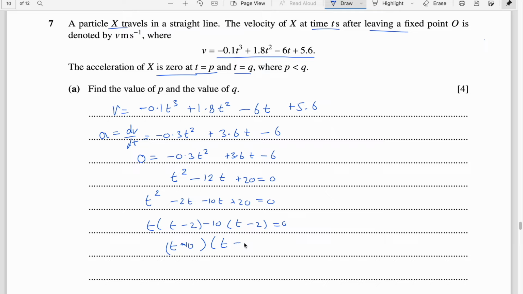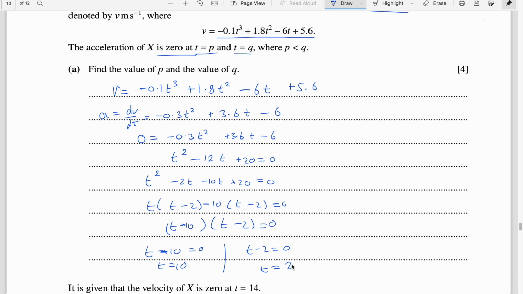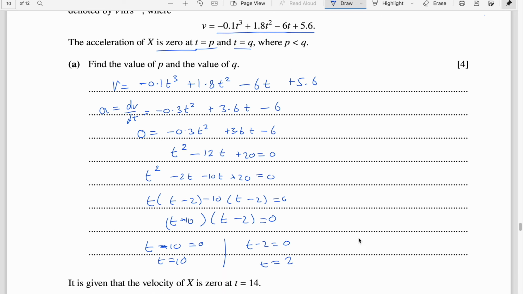The other one is t minus 2. So t minus 10 is equal to 0, we get t is equal to 10. And t minus 2 is equal to 0, we get t is equal to 2. Where p was lesser than q, so p is equal to 2 and q is equal to 10 seconds.